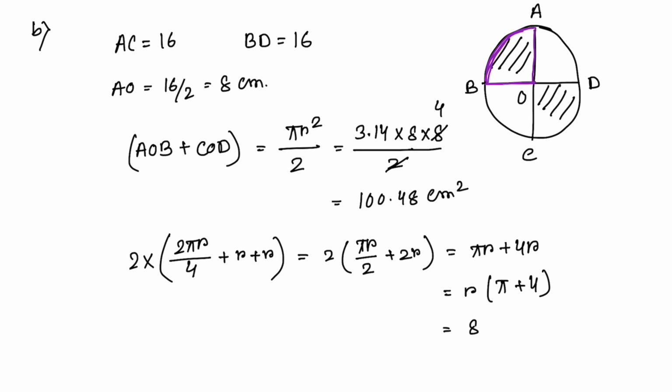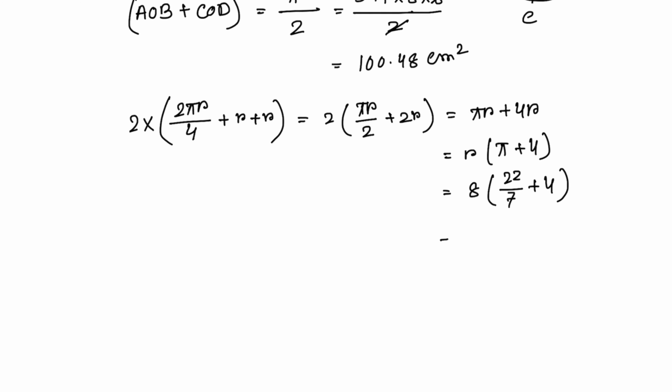As here r is 8, here pi means 22 by 7 plus 4. Okay, 22 by 7 plus 4. So 22 by 7 means 3.14 plus 4. That means here 8 into 7.14. Okay, 8 into 7.14, so 57.12 centimeter as your answer.